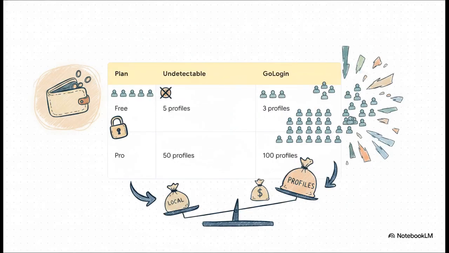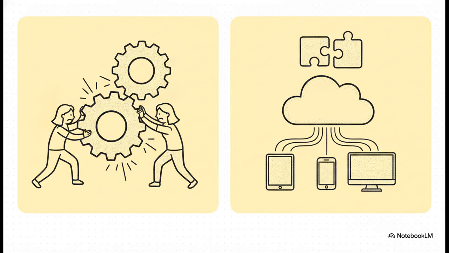Look, if you're totally bootstrapped, Undetectable Browser definitely wins the free tier by offering 5 free profiles compared to GoLogin's 3. But the second you hand over that $49 for the professional plan, GoLogin gives you double the volume, 100 profiles, versus Undetectable's 50. The source's verdict here is pretty clear. Undetectable is great for budget-conscious users who really prioritize local storage, but GoLogin simply delivers way more profiles per dollar at the paid tiers. And those scaling differences become even more obvious the second you start adding team members.